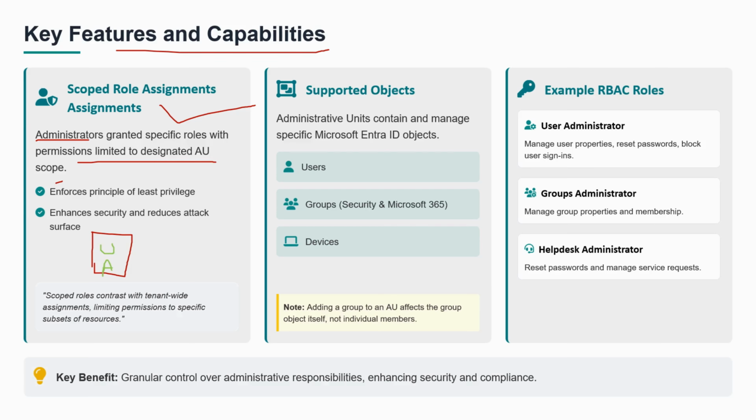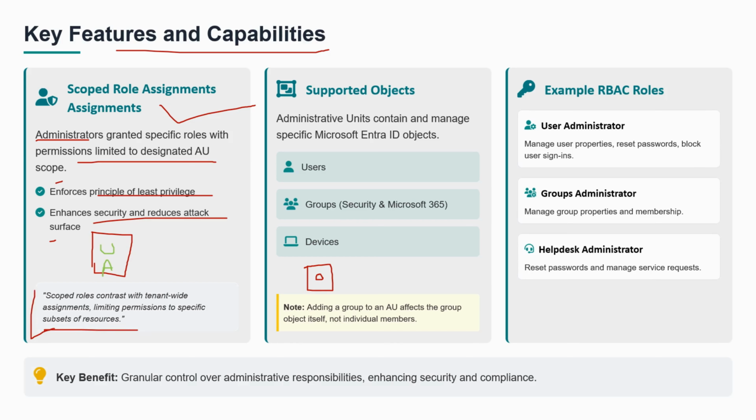Like if I have created another AU under this, then they cannot access the users which are inside this AU. Okay, so this enforces least privilege, enforces security, and reduces the risk surface. It gives you another layer of security, as you are not assigning directly on the tenant basis, right? Scoped roles contrast with tenant-wide assignment, limiting permissions to a specific subset of resources, that we have discussed, right?